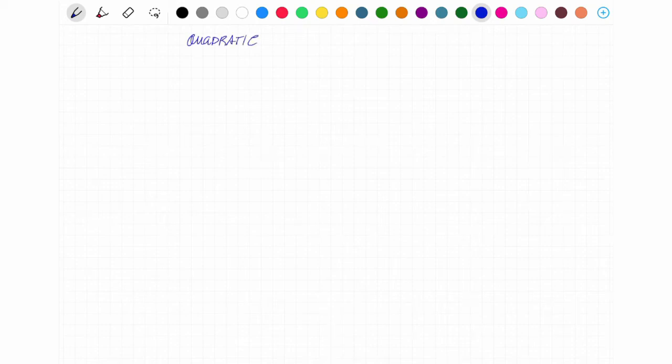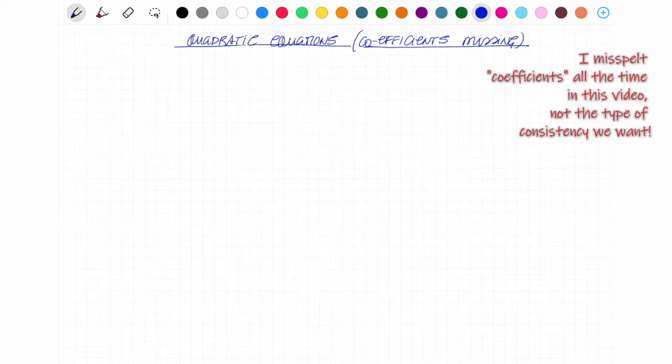Hola clase. Today we're going to learn how to work and solve quadratic equations when there are coefficients that are missing. And as usual, I will give you a how-to step-by-step guide, and then we will make an example together.